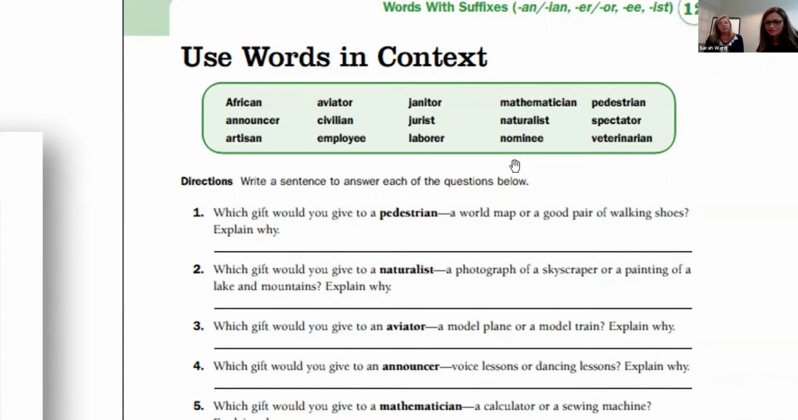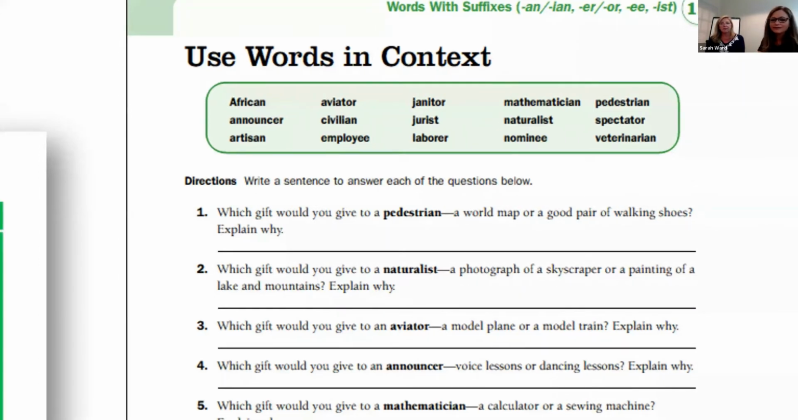So this assignment is, again, write a sentence to answer each of the questions below. Which gift would you give to a pedestrian, a world map or a good pair of walking shoes? Explain why. Oop, there we go. Get rid of the zoom in.